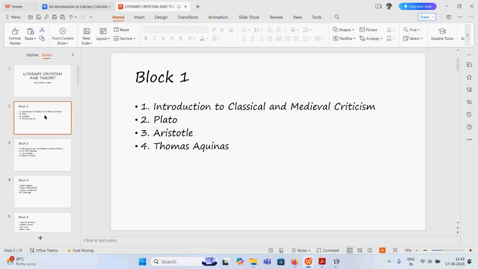On your screen now, you see the 4 units from Block 1 reflected. Block 1, Unit 1 talks about the introduction to classical and medieval criticism. Here we talk about 2 classical contributors, Plato and Aristotle. And in the medieval part, we'll look at Thomas Aquinas.